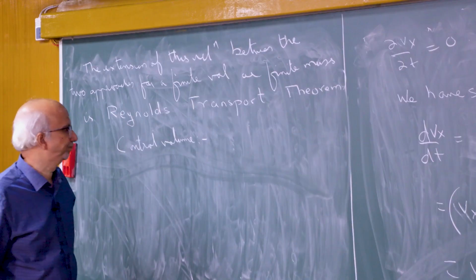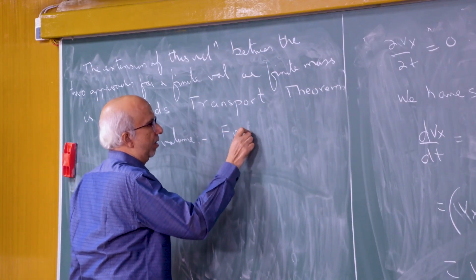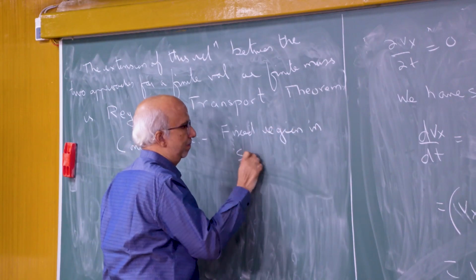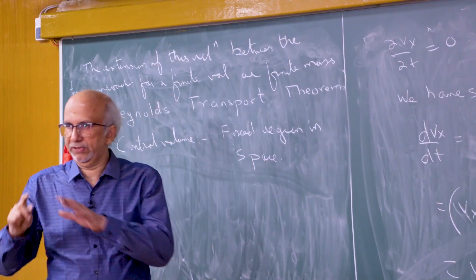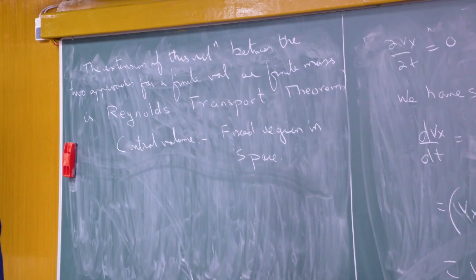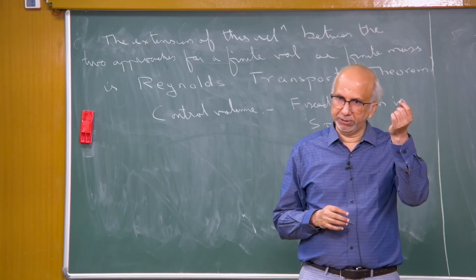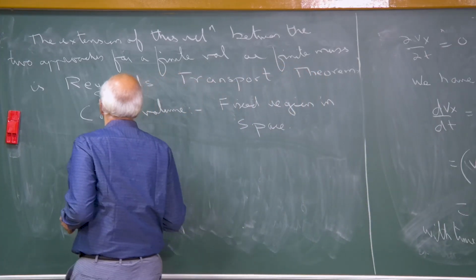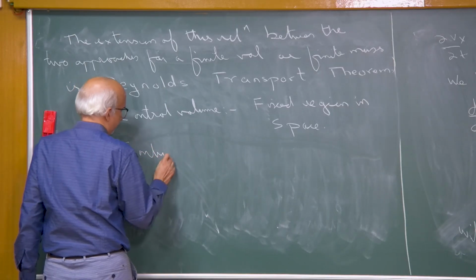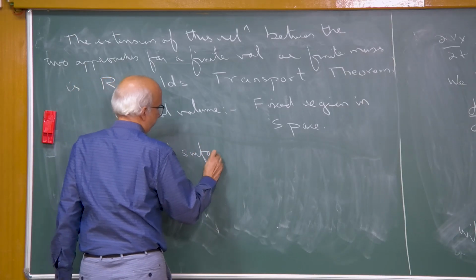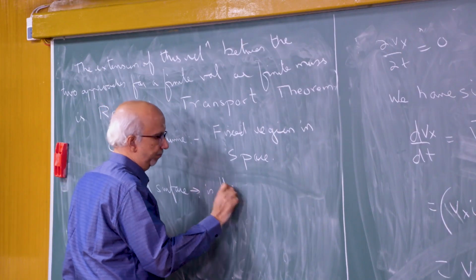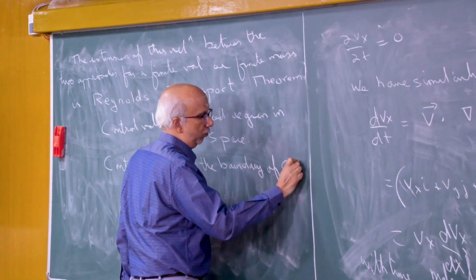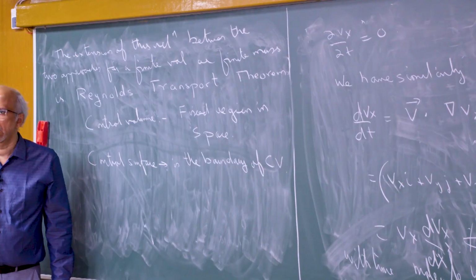Control volume is a fixed region in space, okay. The fixed region in space, that is my control volume, and this is something like a fixed point in space that we spoke about in the Eulerian approach, okay. And the control surface is the boundary of the control volume. CV is control volume, okay.